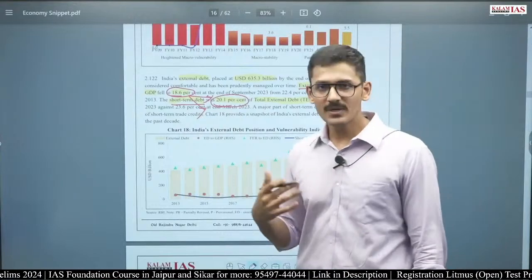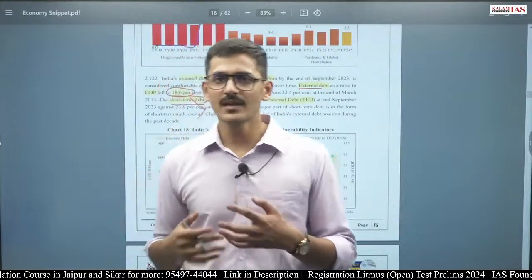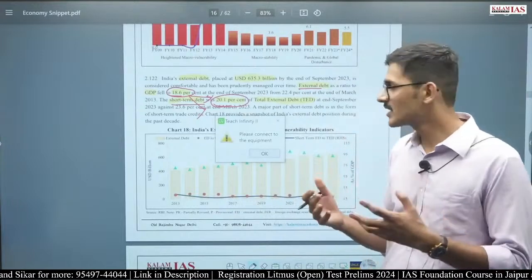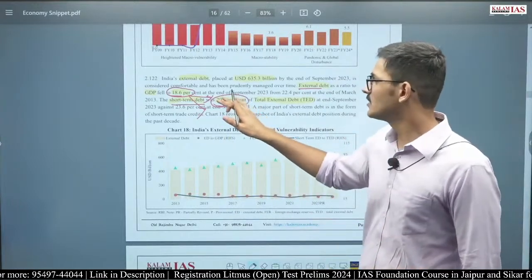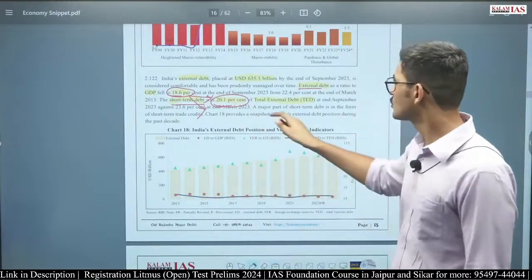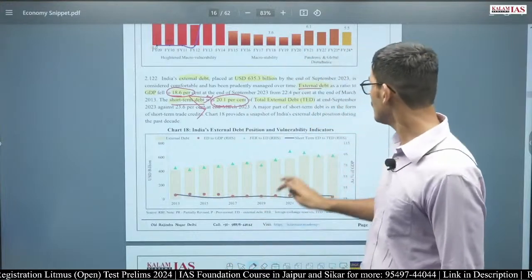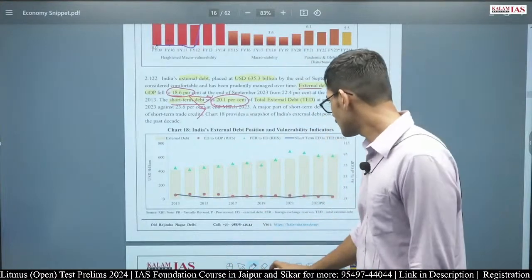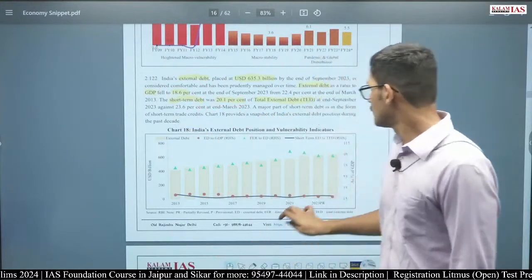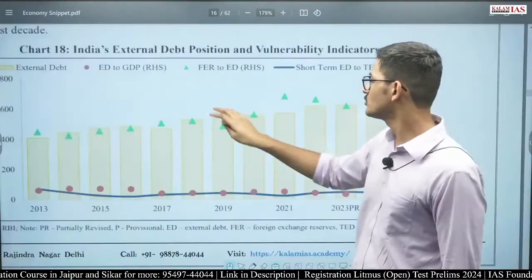Which is better? Long-term debt is better because the government does not have to repay it in a short period of time, and it is not going to bring any balance of payment crisis. So the lower the short-term debt, the better. It has reduced to 20%. So out of total external debt, only 20% is short-term in nature. Apart from that, there is no other important data given here. In this chart, they have talked about the total external debt to GDP ratio.